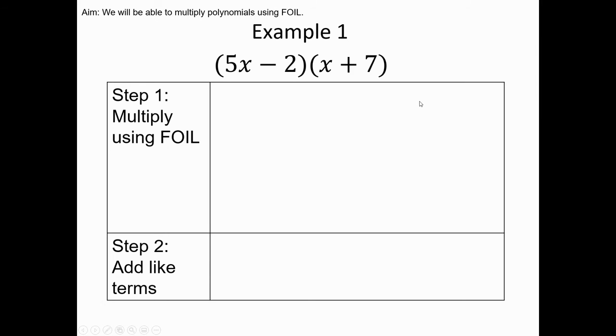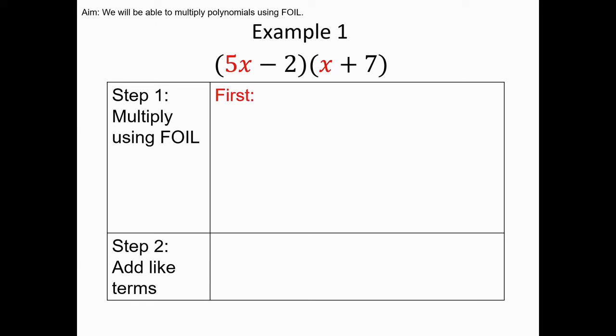So to show you an example of this, why don't we use this right here, 5x minus 2 times x plus 7. If you're wondering how do we know it's multiplication, it's because nothing is in between those parentheses. So this first video is going to be about FOIL, and I'll show you a second video later about another way you can multiply. So remember, FOIL stands for first, outside, inside, last.